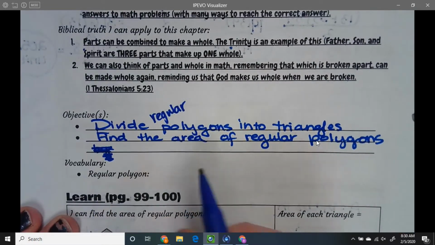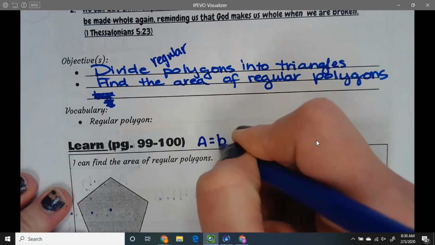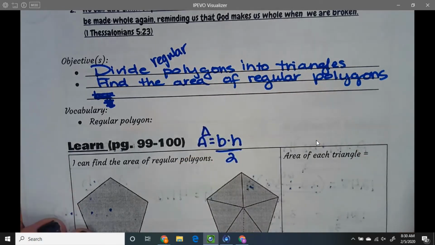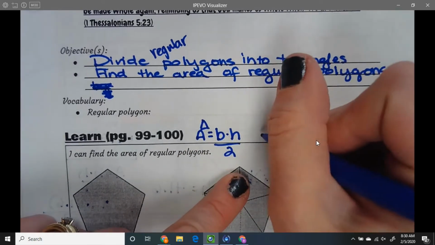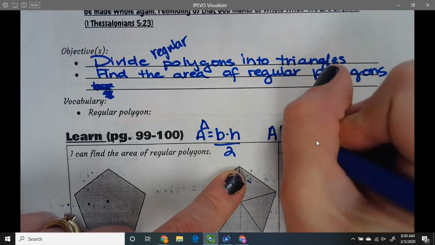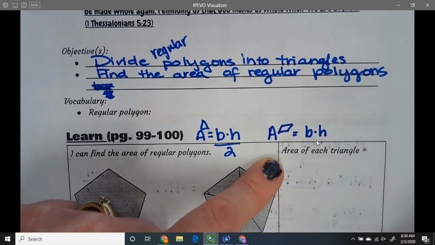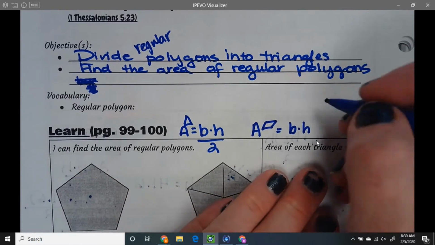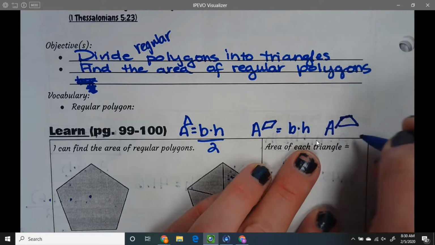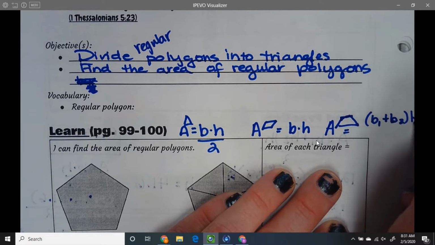So you need to fill in your vocabulary, which is regular polygon, and then you're going to need your formulas, which we have. The area of a triangle formula, if you recall, is base times height divided by 2, or you could do base times height times 1/2. The area of a parallelogram formula is base times height, which we get from a rectangle. And then the area of a trapezoid formula is base 1 plus base 2 times height divided by 2.